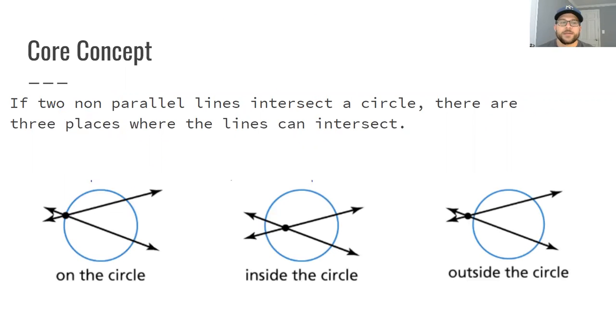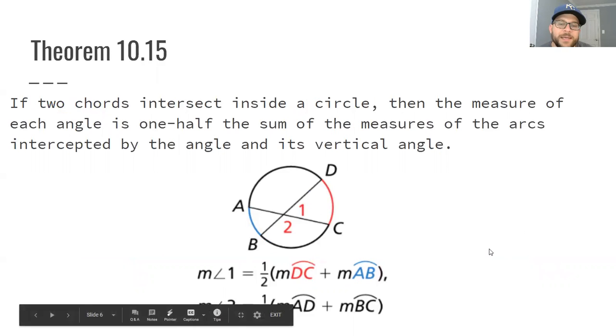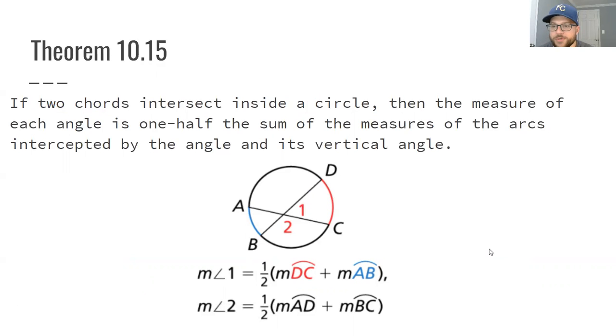Now, for lines that intersect in the circle, if two non-parallel lines meet, there are 3 different places where those lines could possibly meet. One of them is on the circle, one of them is in the circle, and one of them is outside the circle. So there are different relationships that could happen between those angle measures and the lines, depending on where those two lines meet up. So if those two chords meet inside the circle, like this diagram shows right here, then the measure of each angle is 1/2 the sum of the arcs that are intercepted by it and its vertical angle.